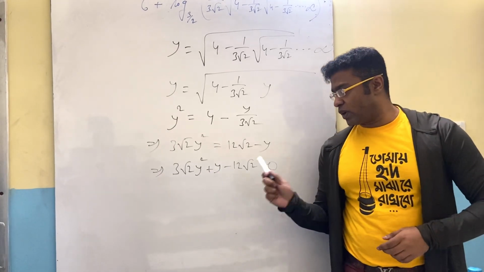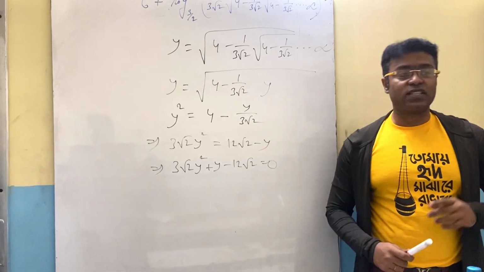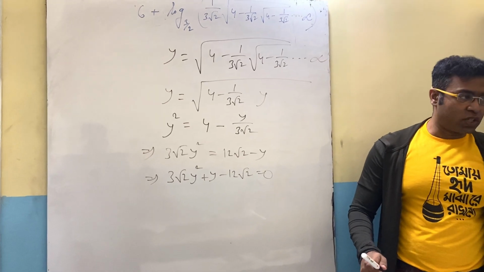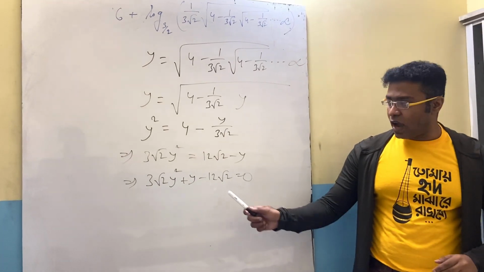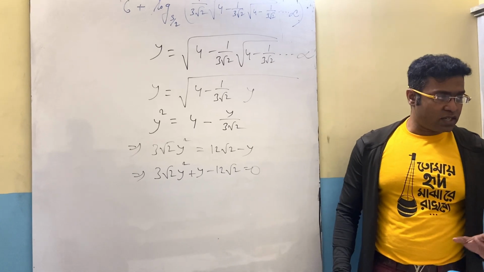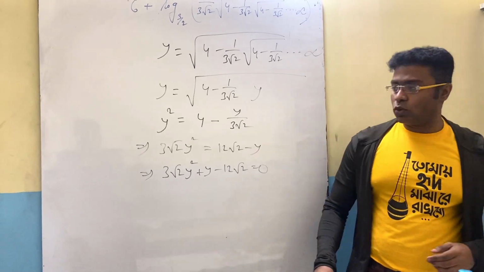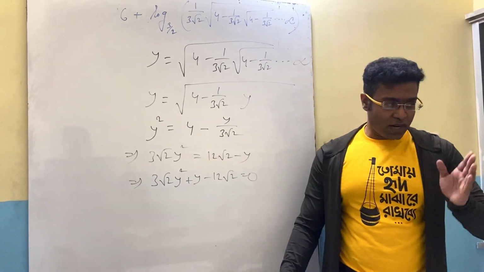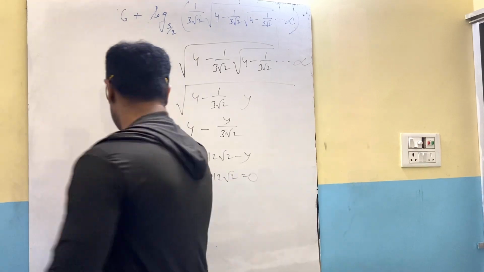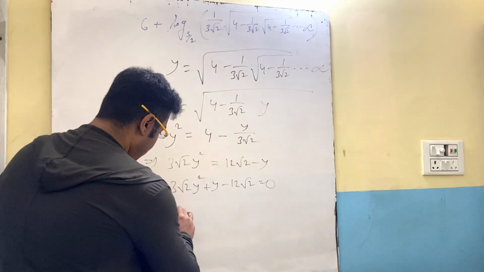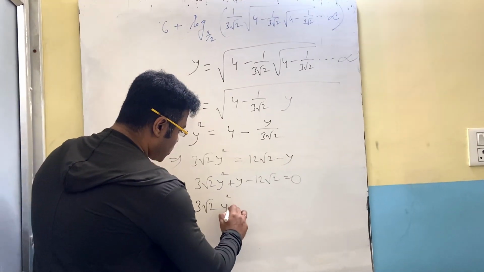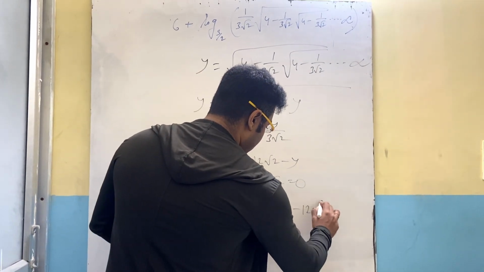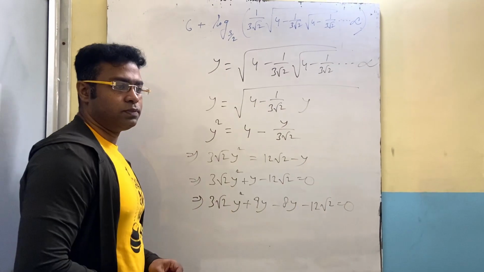See, 3 root 2 into 12 root 2. 3 into 12, that is 36. Root 2 into root 2 is 2. So I am getting 72. 36 into 2, 72. Is that clear? So with the help of the factors of 72, I need to bring down 1. So 9 and 8. 3 root 2 y square plus 9y minus 8y minus 12 root 2 equal to 0.